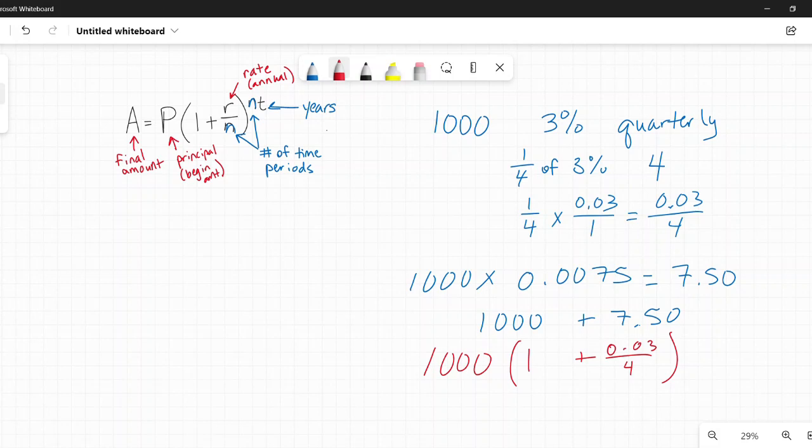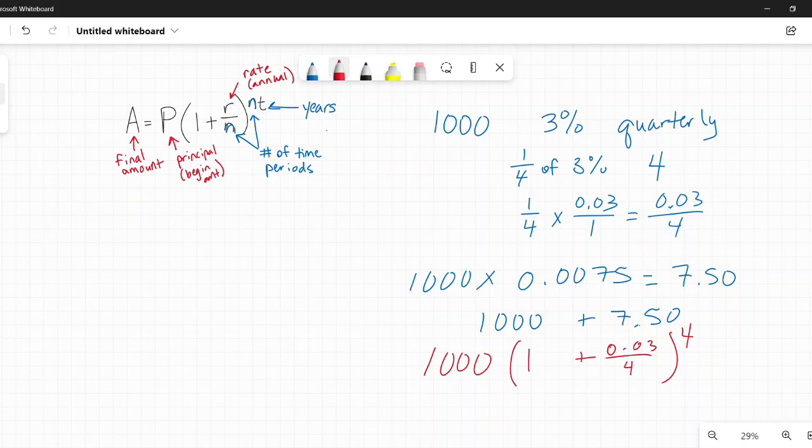it's combining it with that original, so it's the final amount that's in my bank account at the end of that quarter. So if it happens 4 times in a year, I'm going to be multiplying 1,000 by this 1 plus 0.03 divided by 4 times in that year. So when you multiply 1,000 by the same number 4 times, it's like I'm raising it to the power of 4.